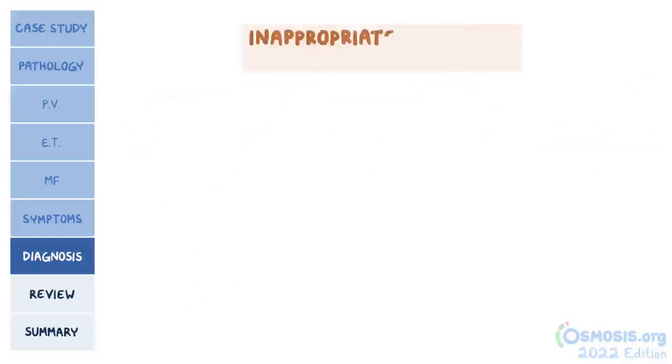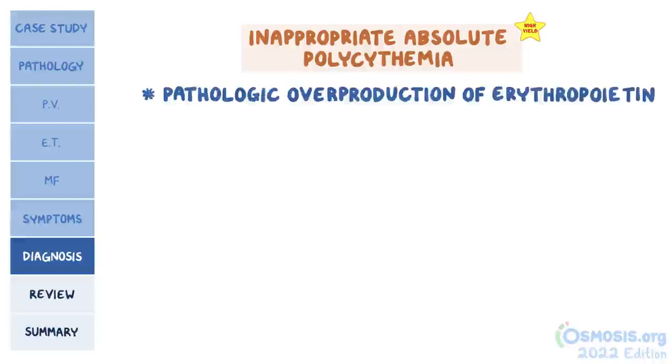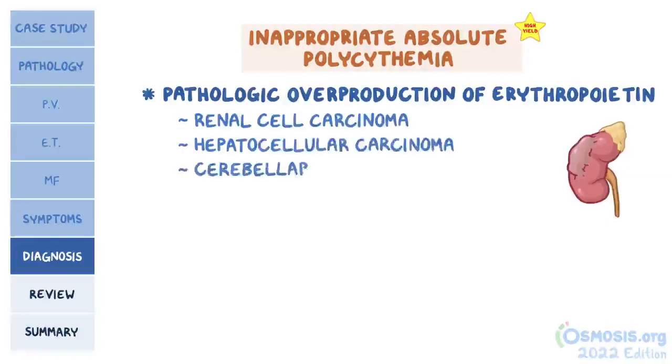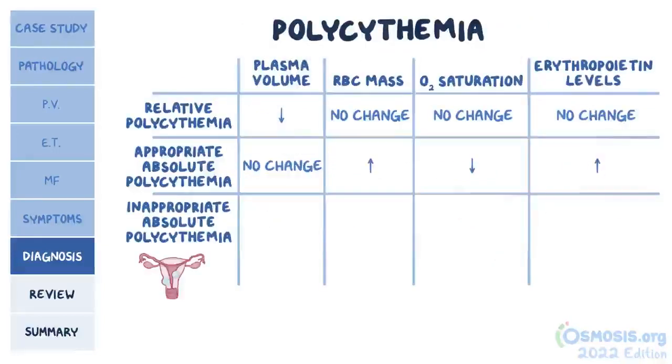Now, inappropriate absolute polycythemia, on the other hand, is not some sort of normal physiological response. Instead, it occurs due to pathologic overproduction of erythropoietin from malignancies, such as renal cell carcinoma, hepatocellular carcinoma, cerebellar hemangioblastoma, leiomyoma, or pheochromocytoma. So, erythropoietin levels and red blood cell mass are increased, but the oxygen saturation and plasma volume are normal.